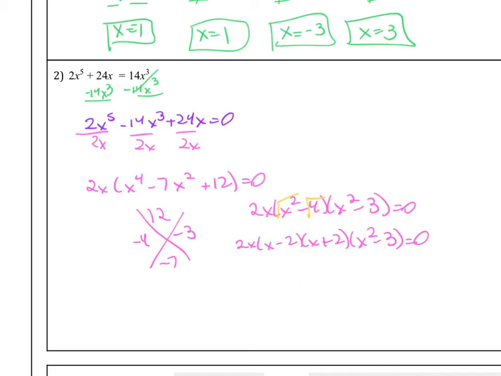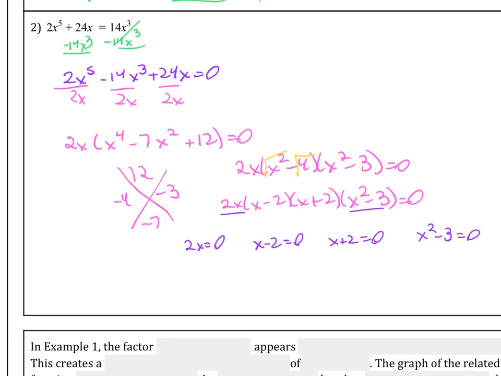And so for this one, 2x equals 0. Here, this is x minus 2 equals 0, and then x plus 2 equals 0, and then this one as well, x squared minus 3 equals 0. So these first three are probably pretty fast. You know that x equals 0, x equals 2, and here, x equals negative 2.